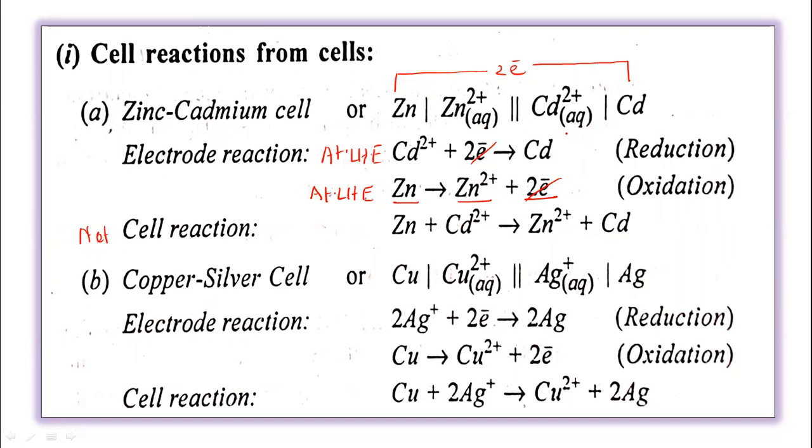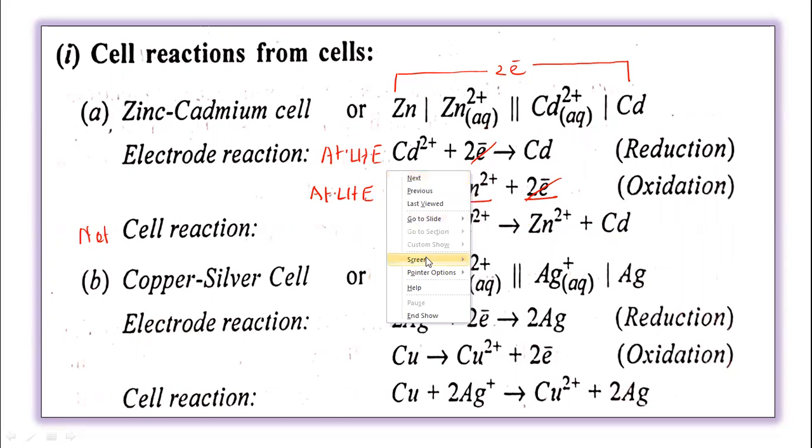Okay, let us take another example: the copper silver cell. Once again I would like to construct this cell, the copper silver cell. This is the second example.